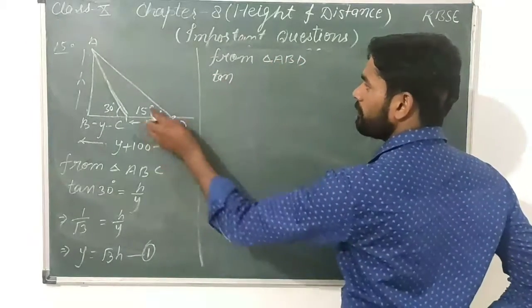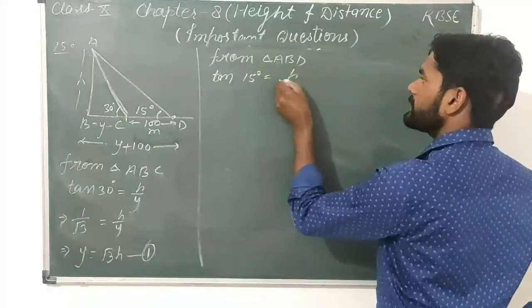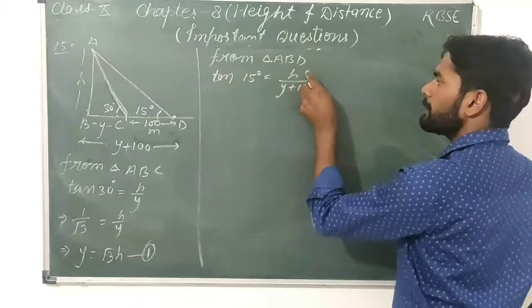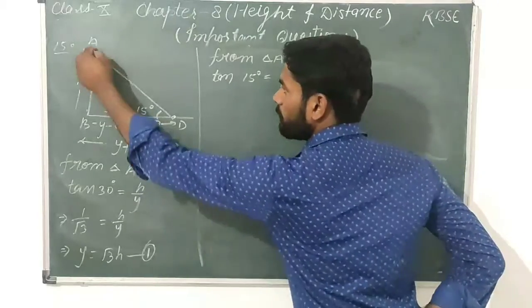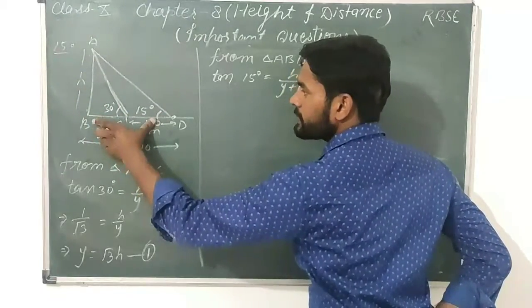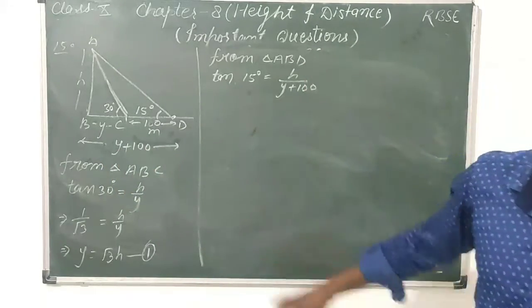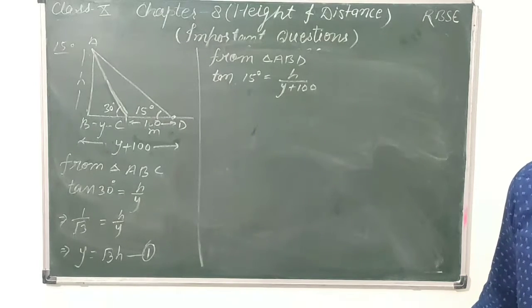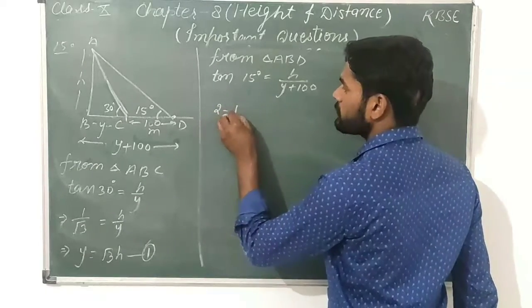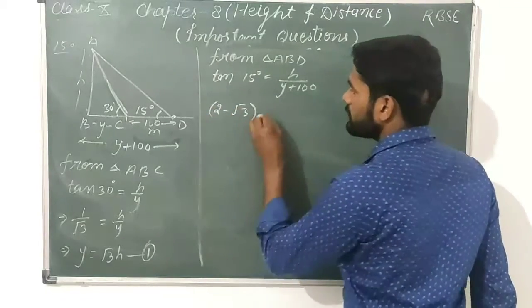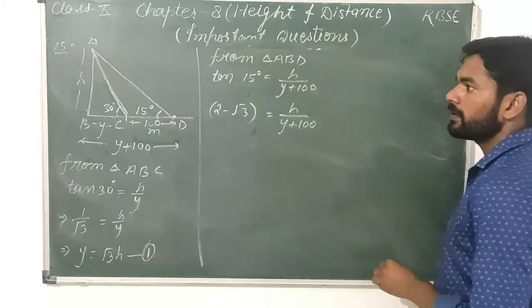Tan 15 degree is equal to h upon y plus 100, because perpendicular is h and base is y plus 100. 15 degree is an angle for this triangle, and this is the base, which is equal to y plus 100. The value of tan 15 is given in the question, which is 2 minus root 3. So 2 minus root 3 is equal to h upon y plus 100.